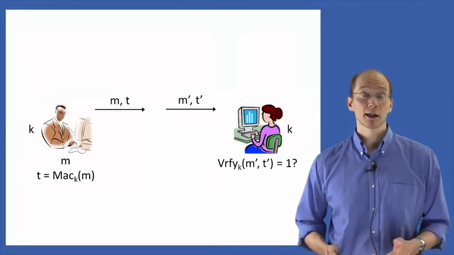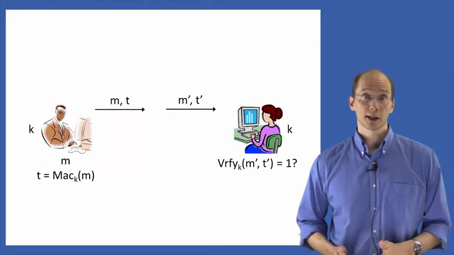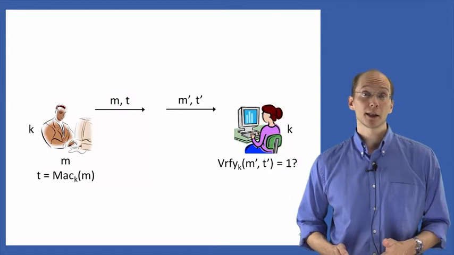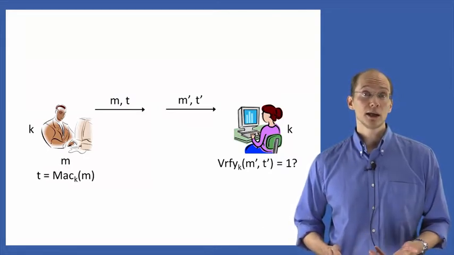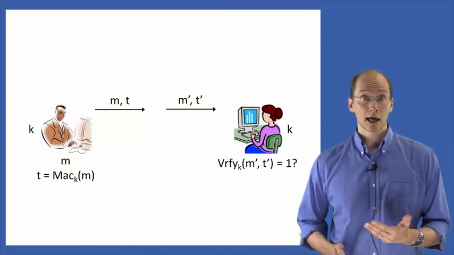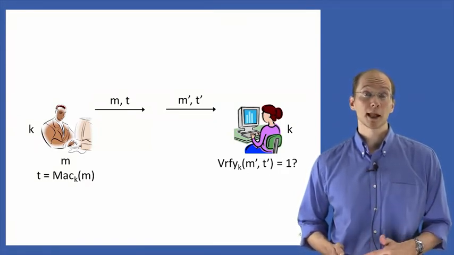In contrast, if M and T, as sent by the sender, were received unaltered by the receiver, then verification should return 1, indicating that that message did indeed originate from the sender. Note here that there's no concern of secrecy at all. In fact, as depicted here, the message M is sent in the clear.